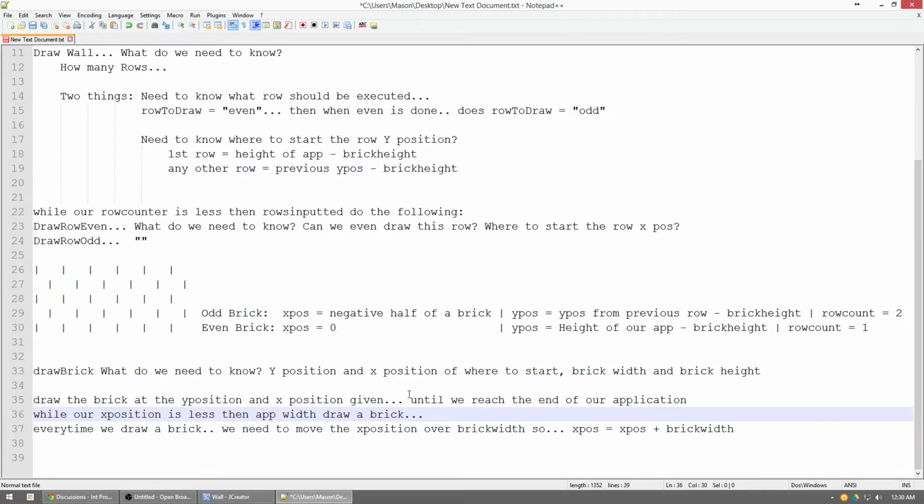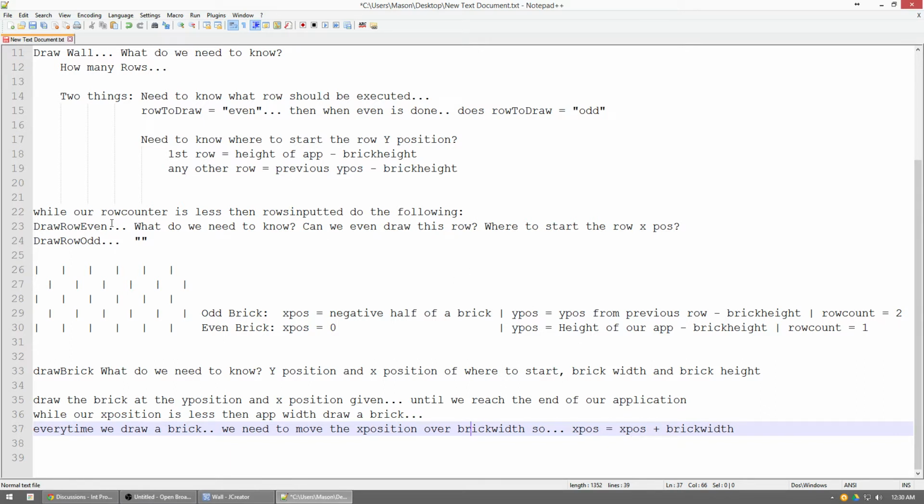I need to know that stuff, but how do I know it? I'd have to make up values for it. Otherwise I'd be going, okay, I need to do this. Okay, so I did draw a brick. Well, I need to know the X position and Y position. But that depends on whether it's an odd row or an even row.